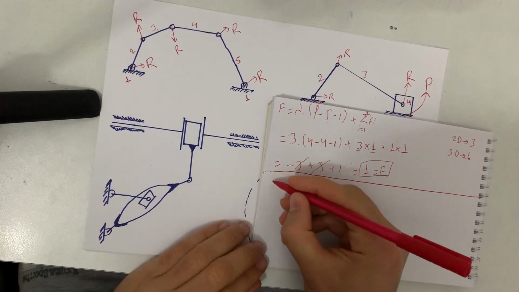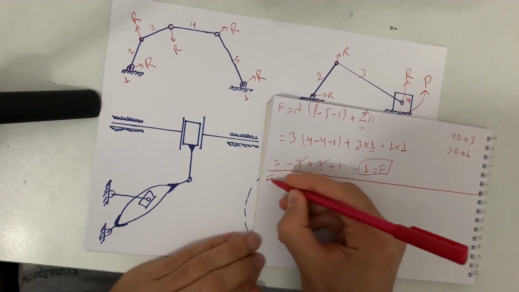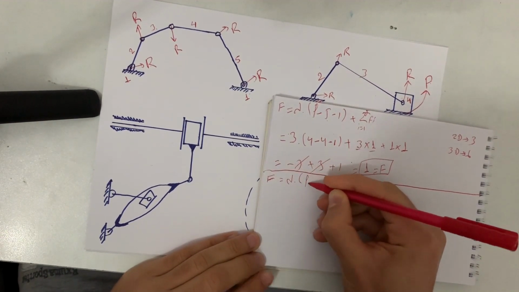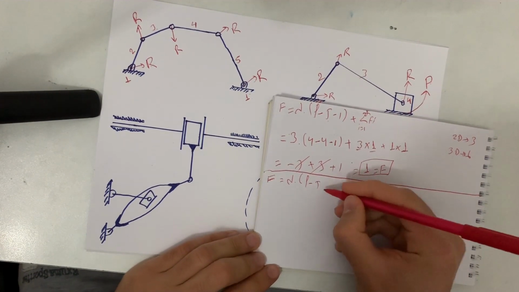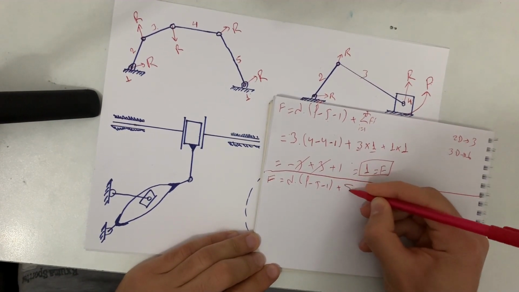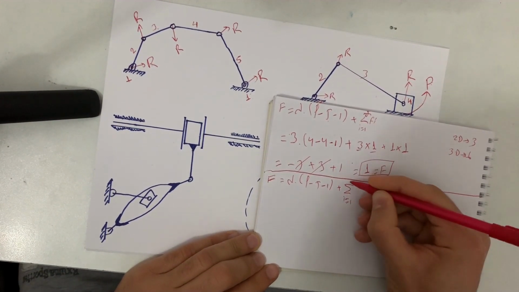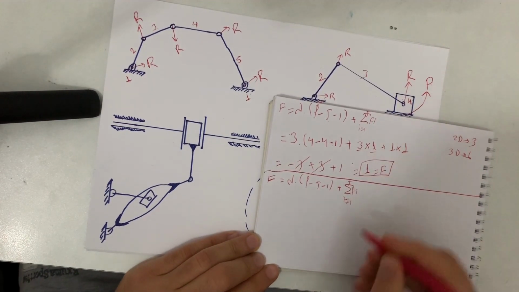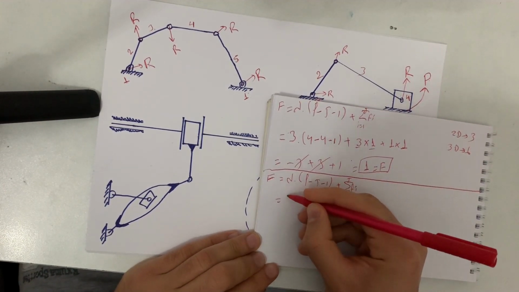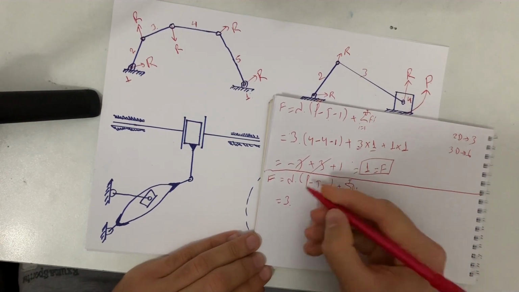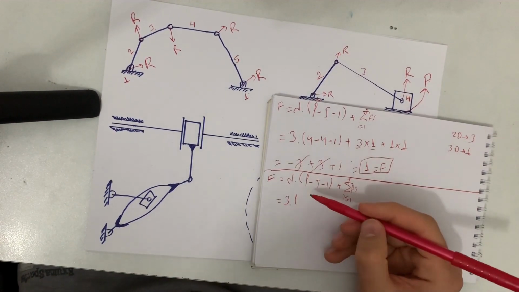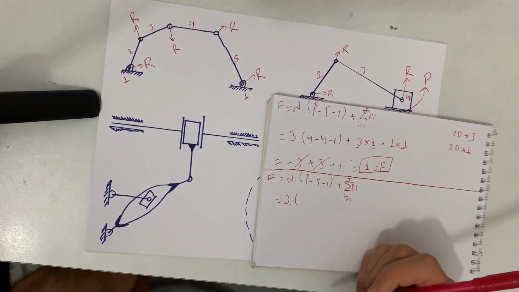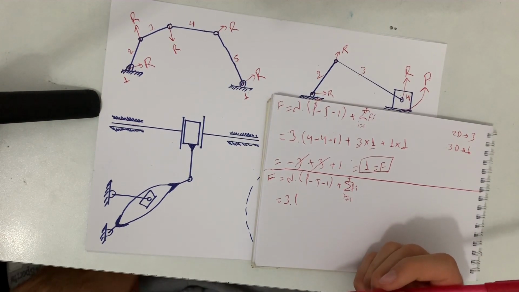So now the question is degrees of freedom again. Let's write the formula: L minus lambda times L minus J minus 1, plus the sum over the joints of f_i. So lambda is again 3 for two-dimensional. So now it's time to find out the number of links and the number of joints.